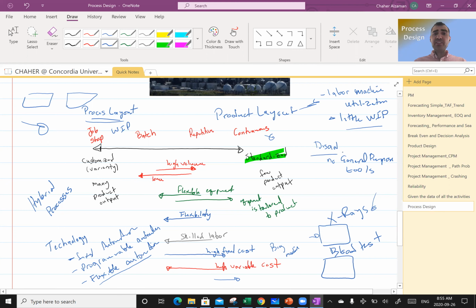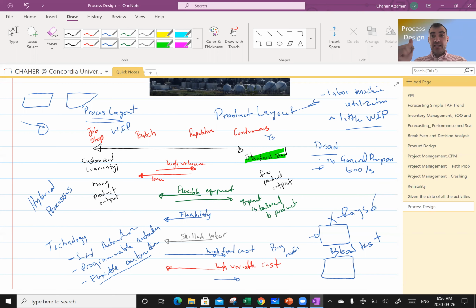Now, one disadvantage of product layout is the general purpose tools. Product layouts use big machines and very specialized tools, so they cannot take advantage of general purpose tools. Think of general purpose tools as screwdrivers and hammers, things that you could use on more than one product. These are tools that are going to work on more than one product.